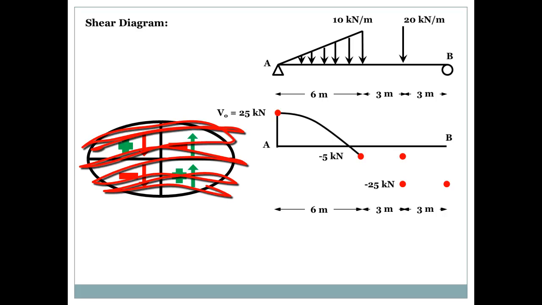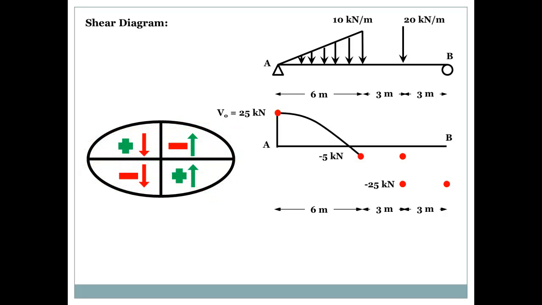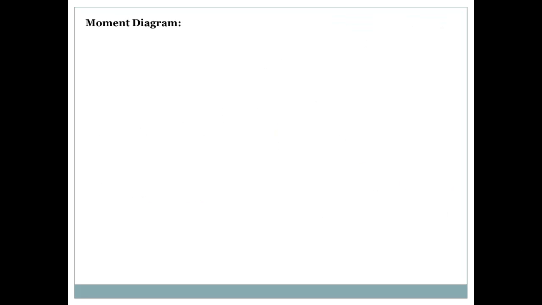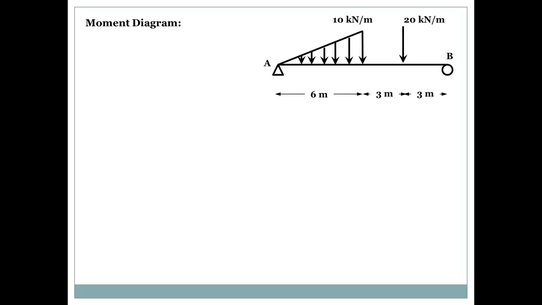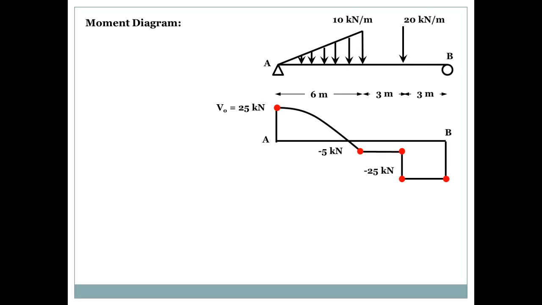After that, I don't need to look at the shape or the oval shape I have. Between -5 and the next point is a straight line, then I'm going to go down 20, then straight horizontal line, then I'm going to go up 25 to close the shear diagram. What about the moment diagram? This is my beam, this is my shear diagram, and here I'm going to try to draw the moment diagram.